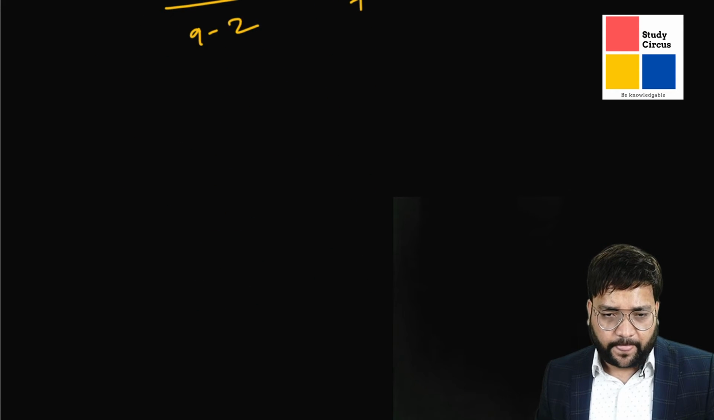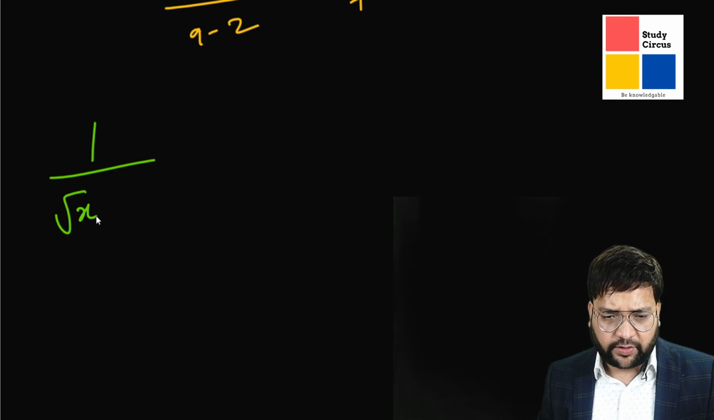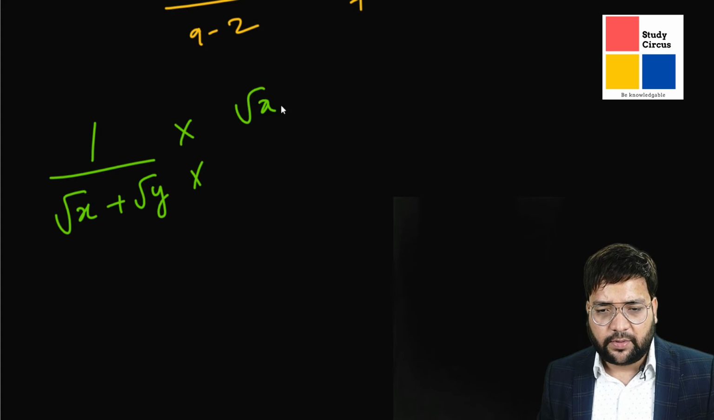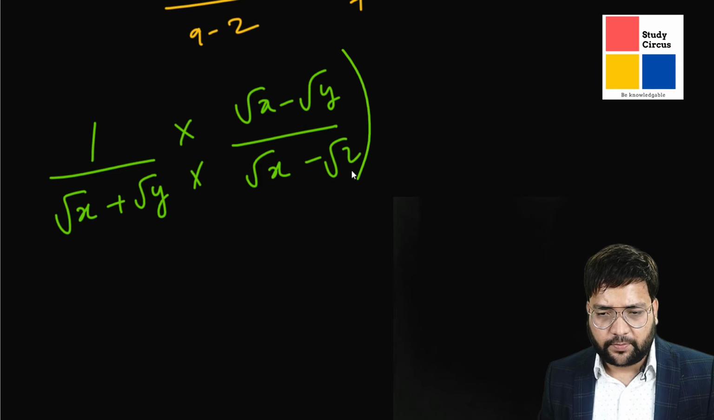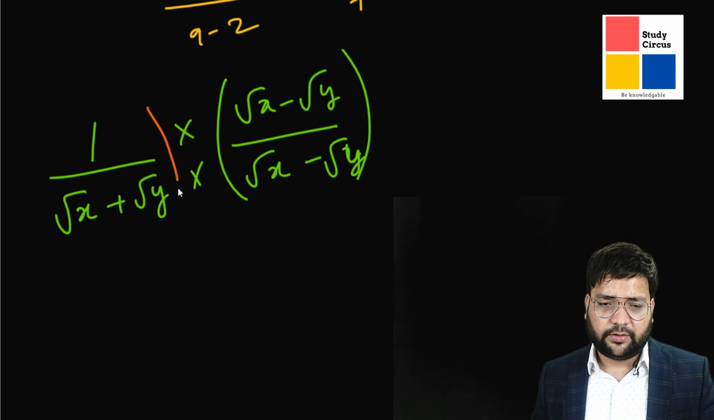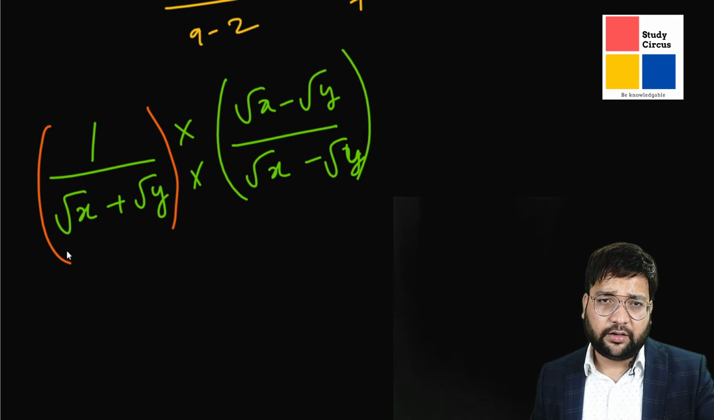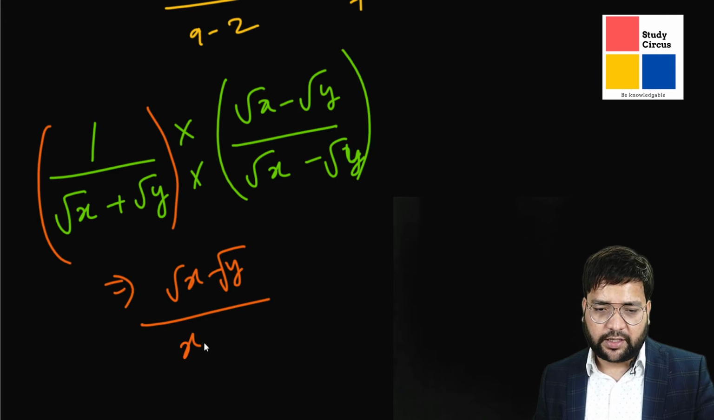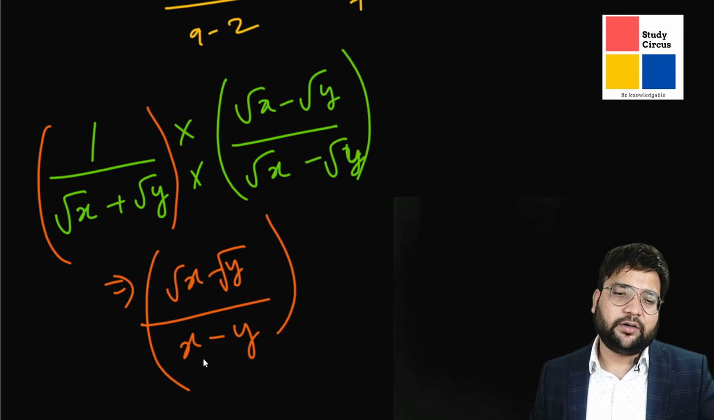Another form can be like this: 1 by square root of some number x plus square root of some number y. How to rationalize this? Again, very simple. Multiply by this number, root x minus root y upon root x minus root y. So this is 1. We are multiplying by 1, so we are not changing anything. I have to make the denominator rational. This is what? Root x minus root y upon root x whole square, that is x, minus root y whole square is y. So this is the rationalized form where the denominator is now a rational number.